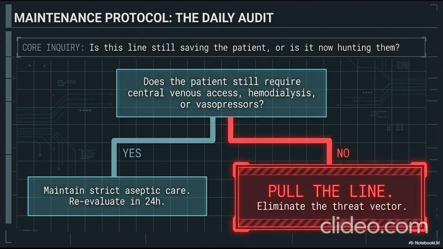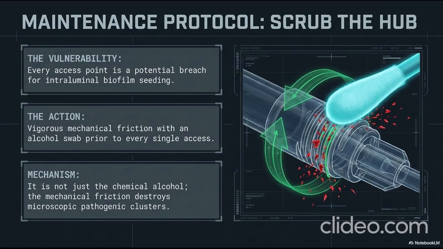Slide 9. The Daily Audit. The core inquiry of maintenance is: is this line still saving the patient, or is it now hunting them? If the patient no longer requires central venous access for hemodialysis or vasopressors, you must pull the line immediately to eliminate the threat vector.